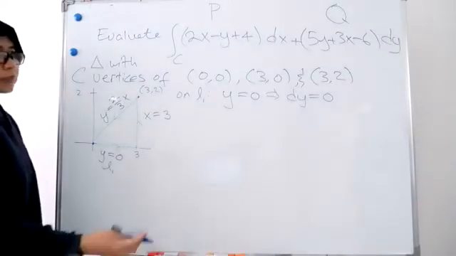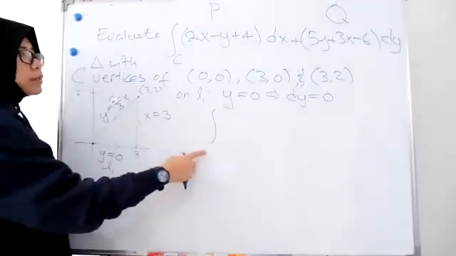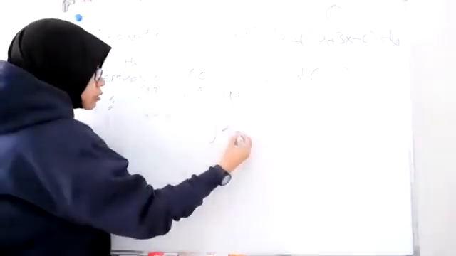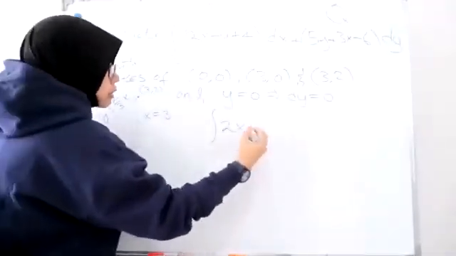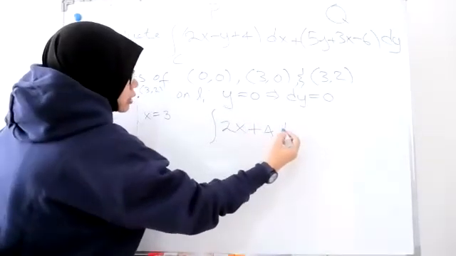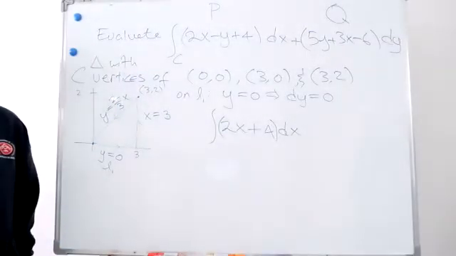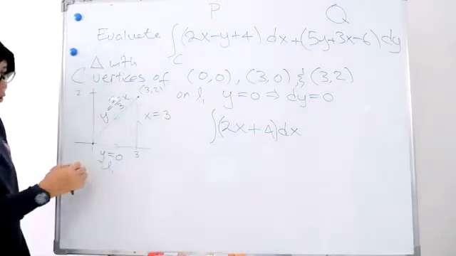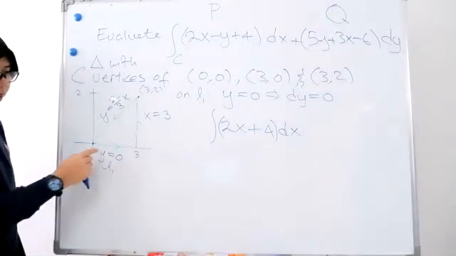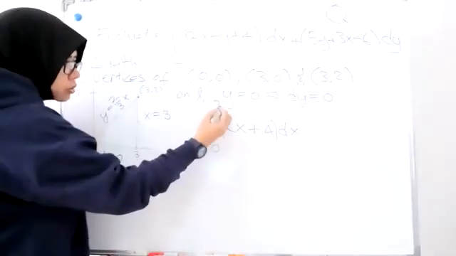Okay. So we have the integration. I haven't set up my boundaries for x yet. So 2x minus y is 0, so nothing, plus 4 dx. Is that clear? So the limits for x go from what? From 0 to 3. x travels from 0 to 3.